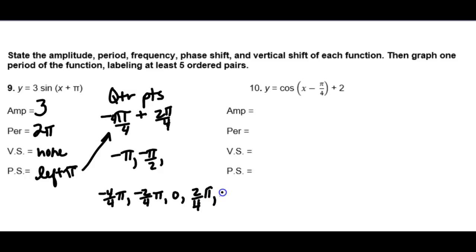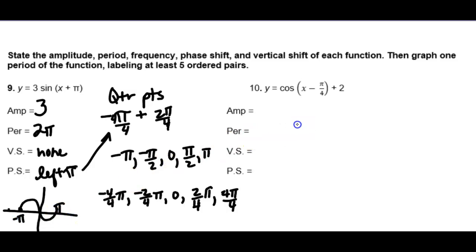And we add another 2. And then you can reduce those. So we have negative pi over 2, 0, pi over 2, and pi as our quarter points. And they would be, because it's a sine, it starts at the midline. So the first one would be at 0, the next one will be up at 3, the next one will be back at 0. So this would actually go through 0, 0. Graphed it, because it's shifted all the way over here to negative pi, so it finishes at positive pi. All right.